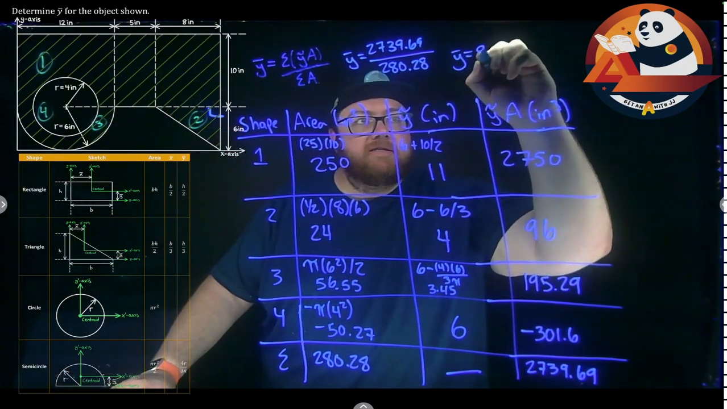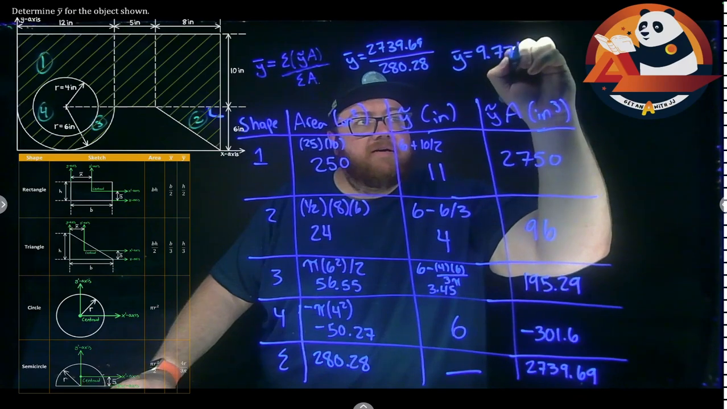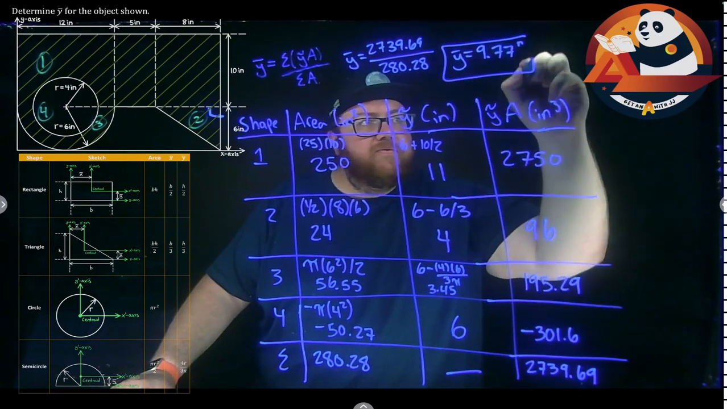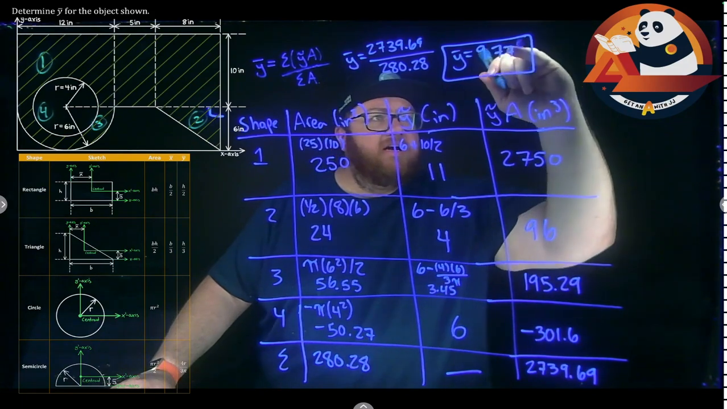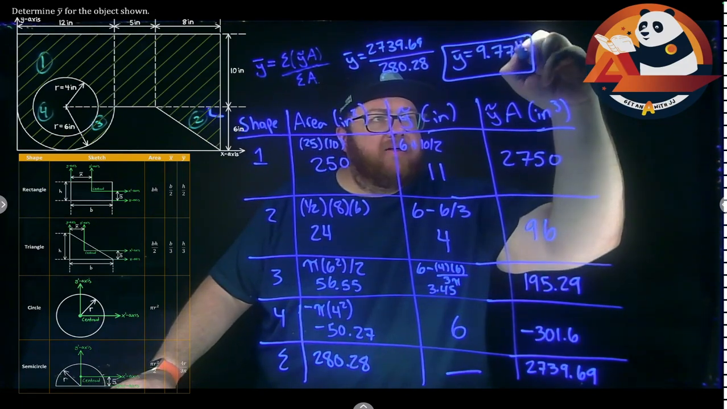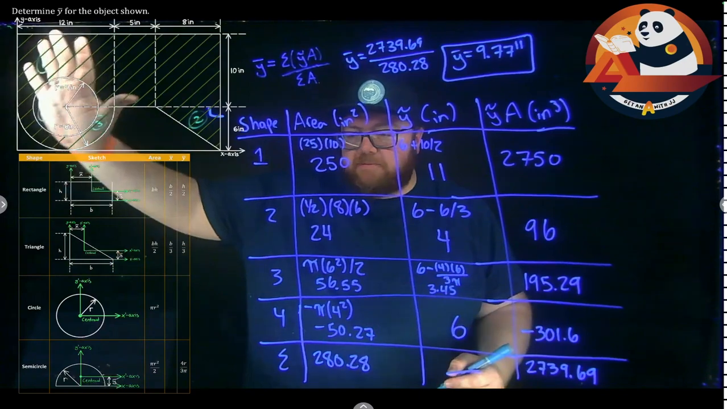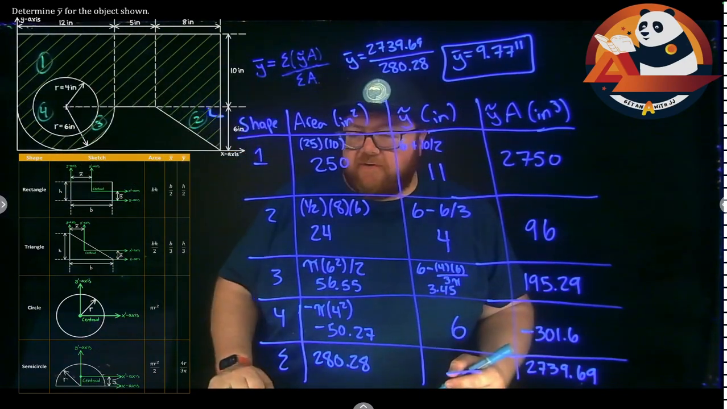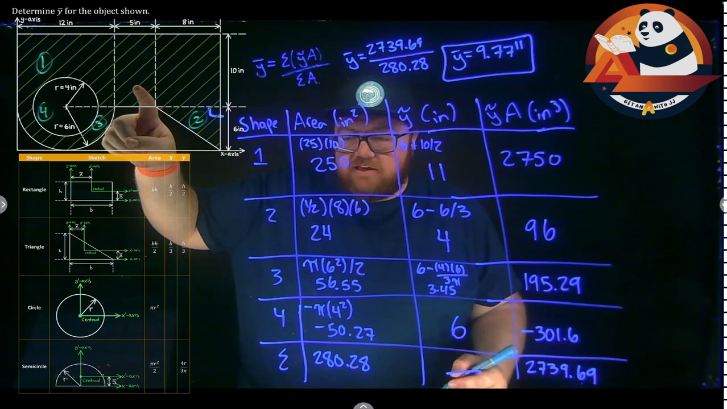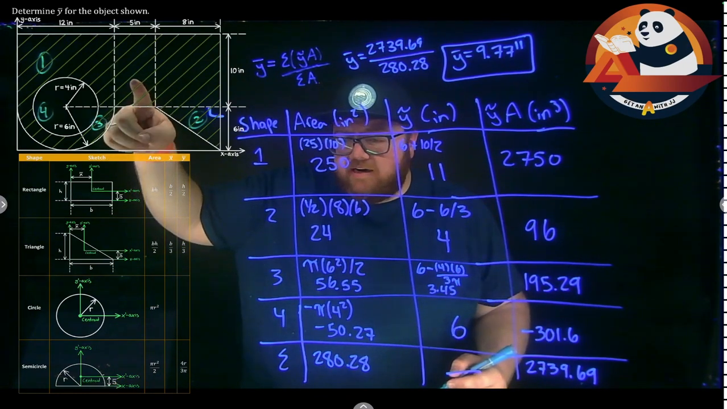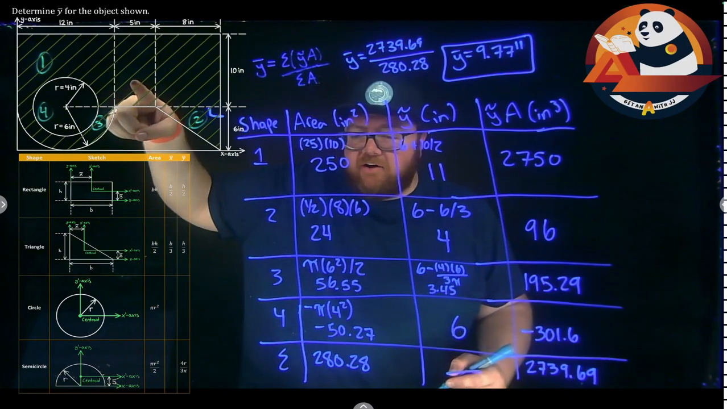Y bar is 9.77 inches. Which if we stop and logically think about that, does that answer make sense for us? If I asked you to balance this paper, if this was a piece of paper and I asked you to balance that shape on your finger, would you stick your finger 9.77 inches up, somewhere right around here maybe? That seems pretty reasonable to me. I would believe we're at least ballpark correct.